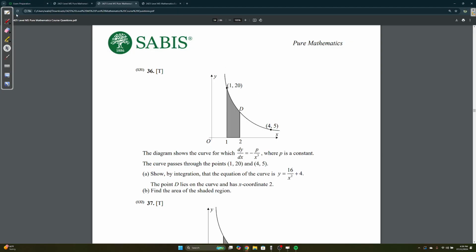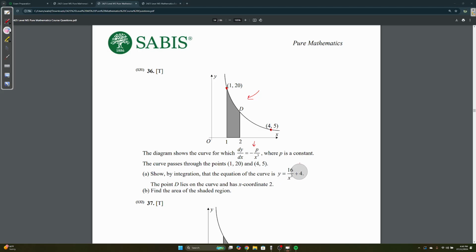Okay, for 36, they gave you this curve, and they gave you that the derivative is equal to minus p over x cubed. The curve passes through the points (1, 20) and (4, 5), these two points over here and over here. And they're saying show by integration that the equation of the curve is this.